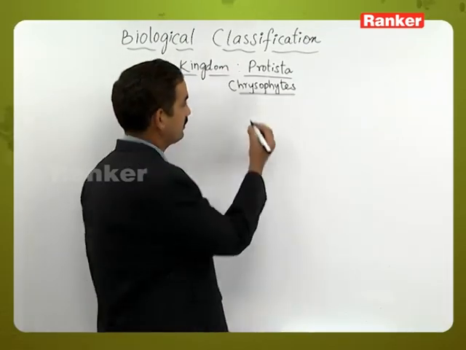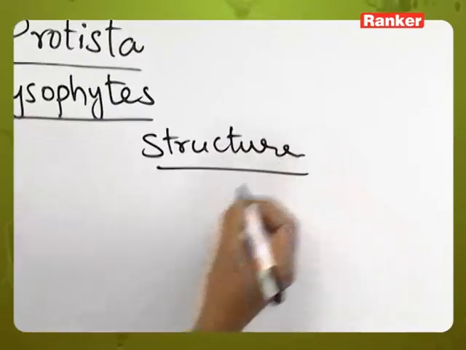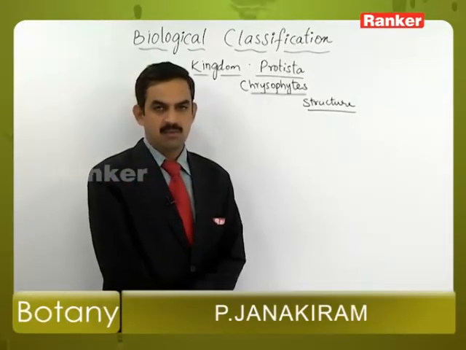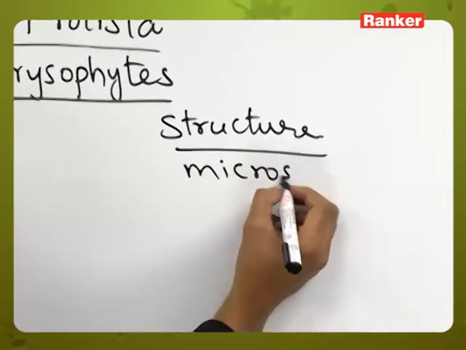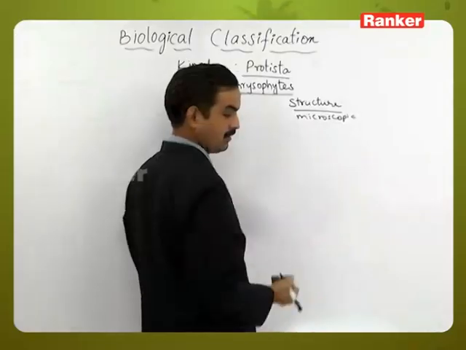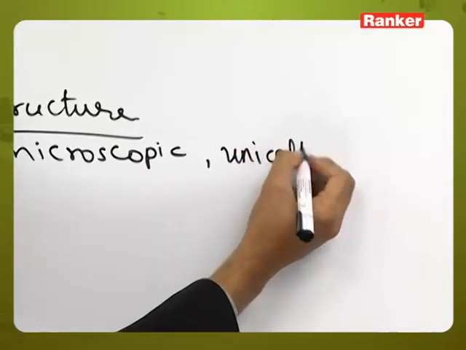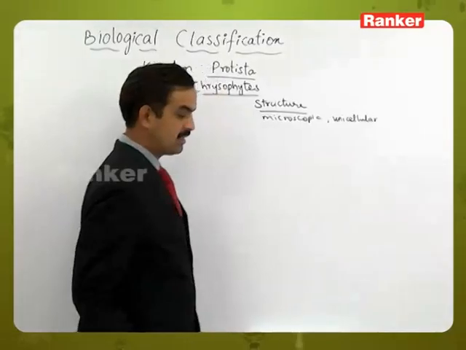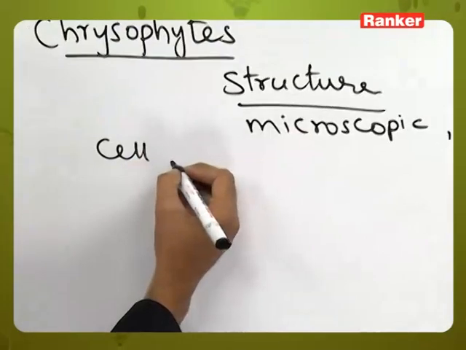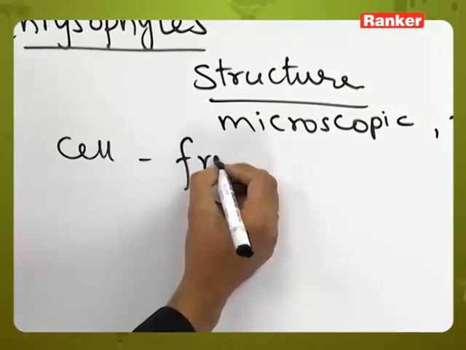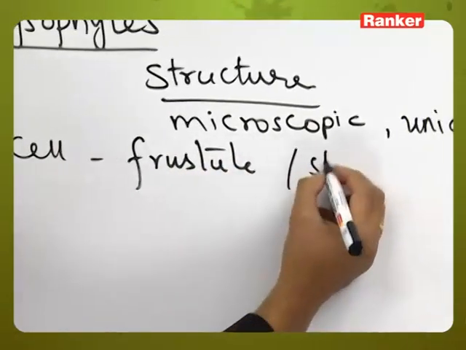The structure of Chrysophytes. Like other protistans, these are also microscopic in nature, and they are made up of a single cell, that is, unicellular in nature. Here this cell is called a frustule, or shell.